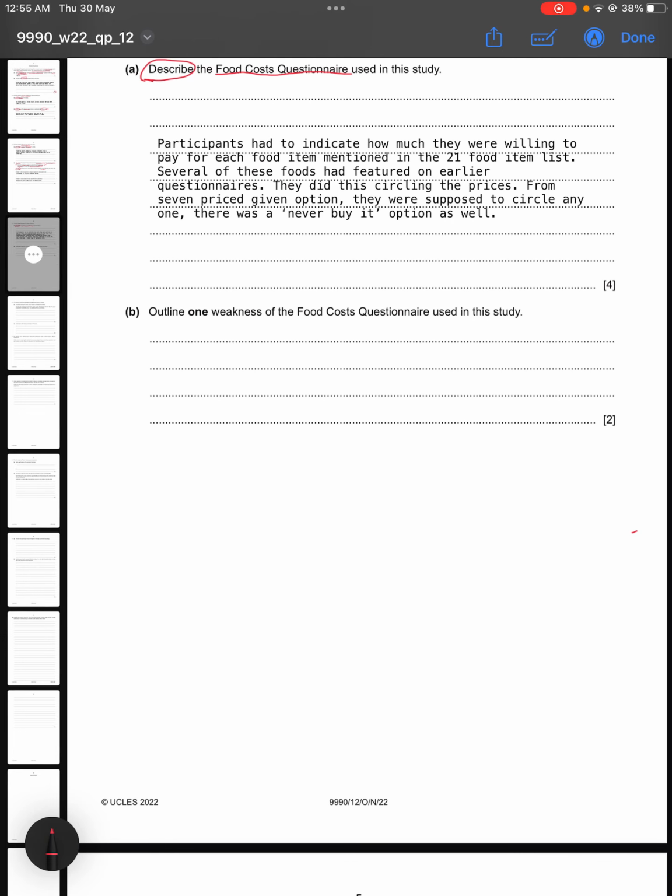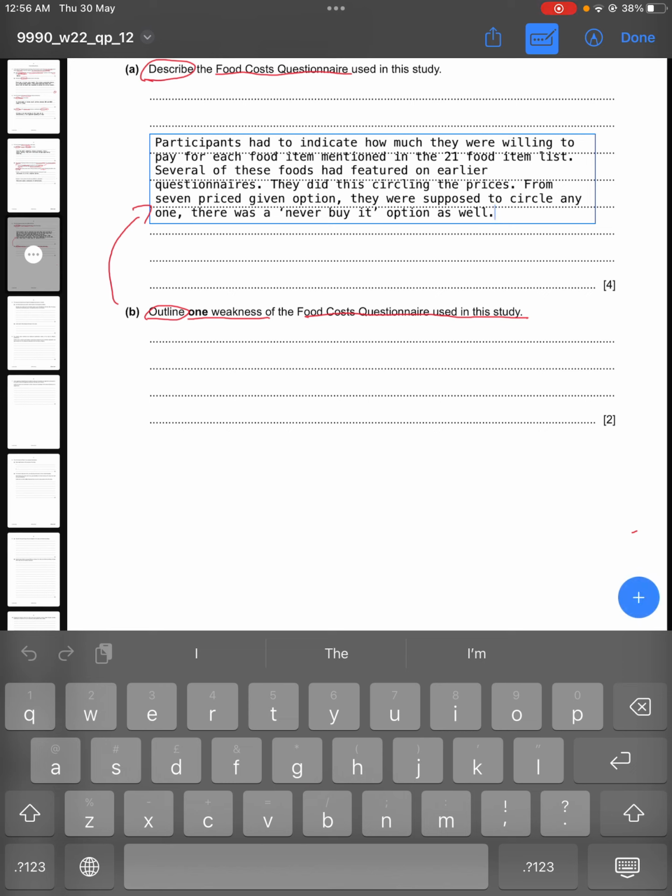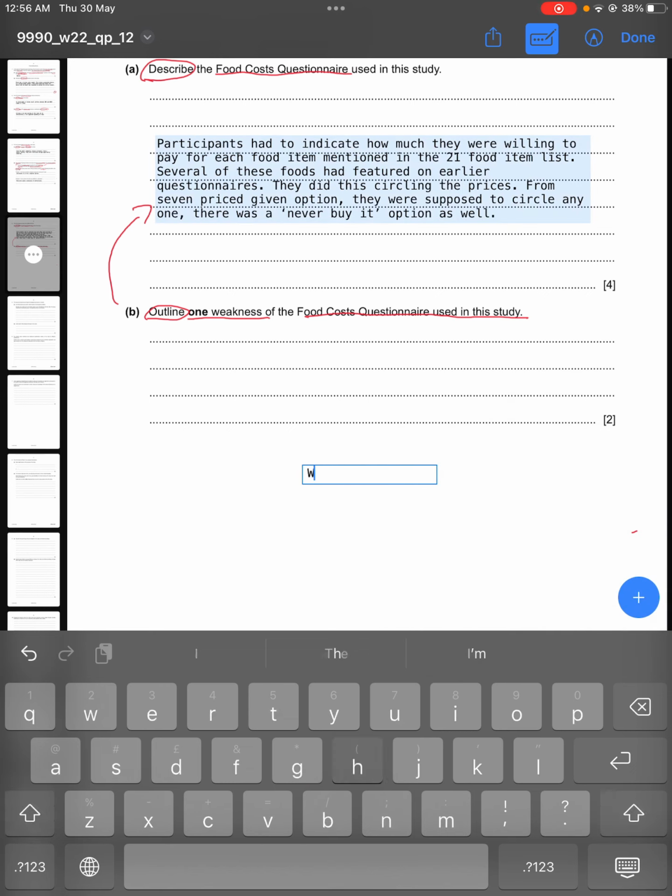And then its part B says, outline 1 weakness of the food cost questionnaire used in this study. So this questionnaire had some weaknesses and you have to state or outline any one, and you are going to get 1 mark for stating the weakness of the food cost questionnaire and 1 mark for linking it to the study. So let's say I write what people say they will do on a questionnaire may not reflect their actual behavior.